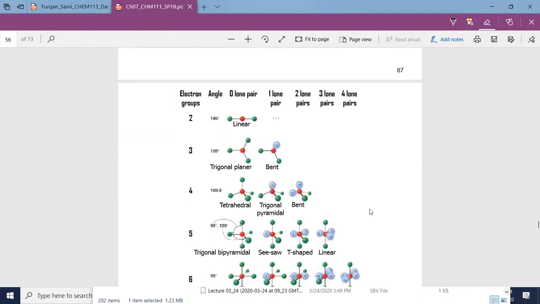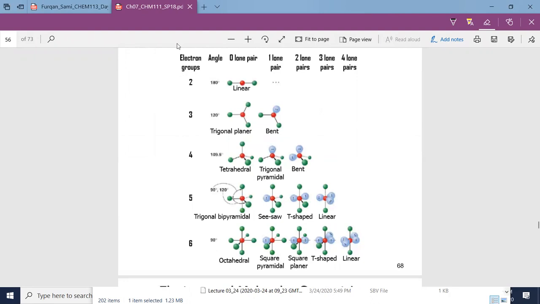The most important part that I would like to say is to focus on this table. This tells you exactly where the atoms are going to be and where the lone pairs are going to be. It is very important to focus on this chart because it is going to help you determine the polarity of the molecule later on. So if you have two electron groups and none of them are lone pairs, then you're going to have a molecular shape like this, right? The molecular shape is going to be like this with no lone pair. It's going to be linear.